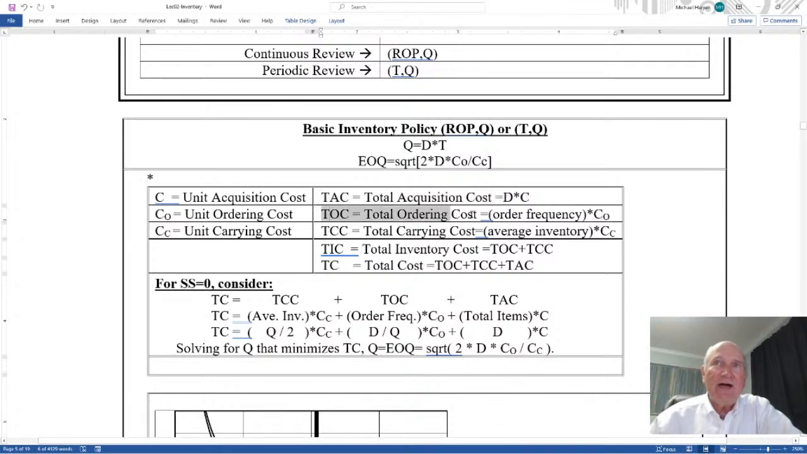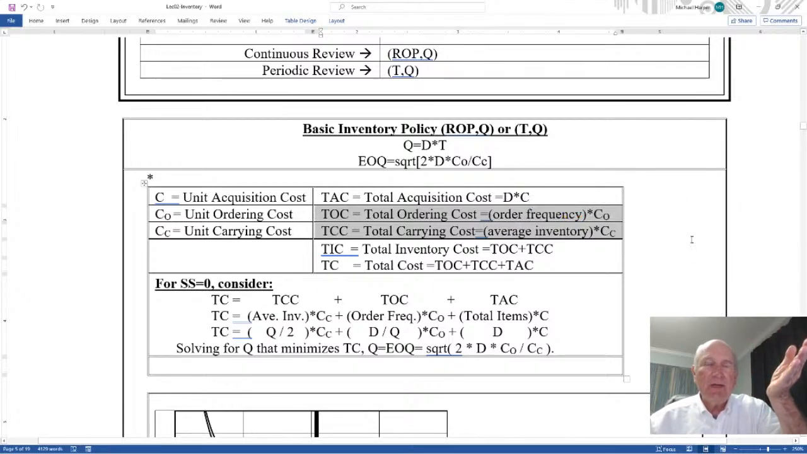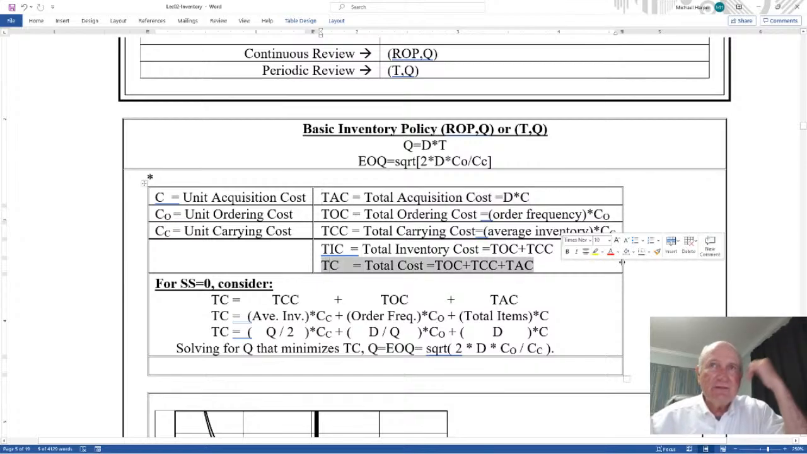Here's the total ordering cost. If I can take my total orders over a time period times how much each of those orders cost me to order, that's my total ordering cost. My average inventory times the unit carrying cost is my total carrying cost. Okay, if I add the ordering and carrying cost together, that's called inventory cost, because notice my order frequency and average inventory is dependent on my inventory policy, my lot size. This up here, it doesn't matter how much you order, the demand's the demand. If I add all three of these together, that's going to be my total cost for my inventory.